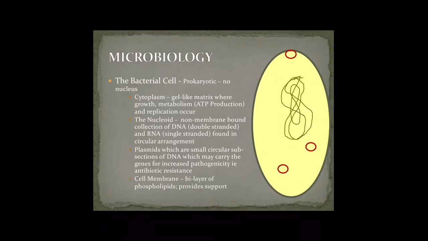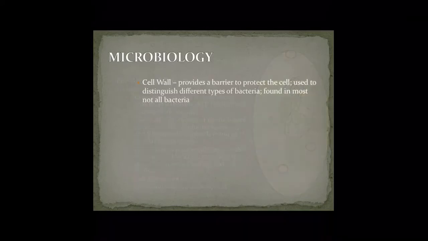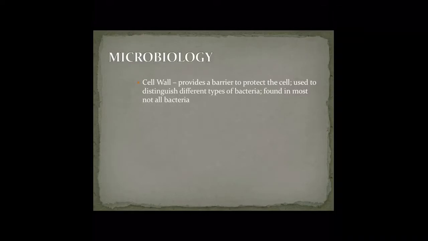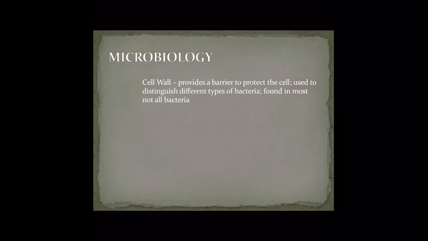Lastly, we have the cell membrane, which is this dark line surrounding the cell. A cell membrane is a bilayer of phospholipids and provides support for the cell. In addition to the other properties of the bacterial cell, we have the bacterial cell wall. The bacterial cell wall provides a barrier to protect the cell and is used to distinguish different types of bacteria.